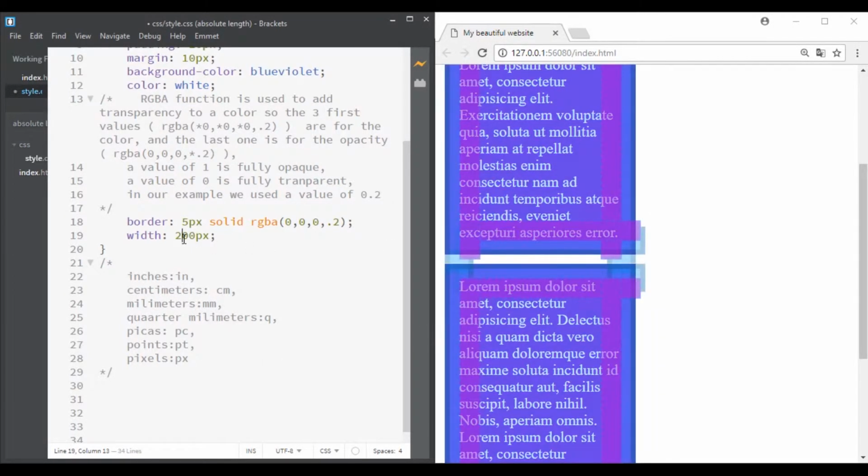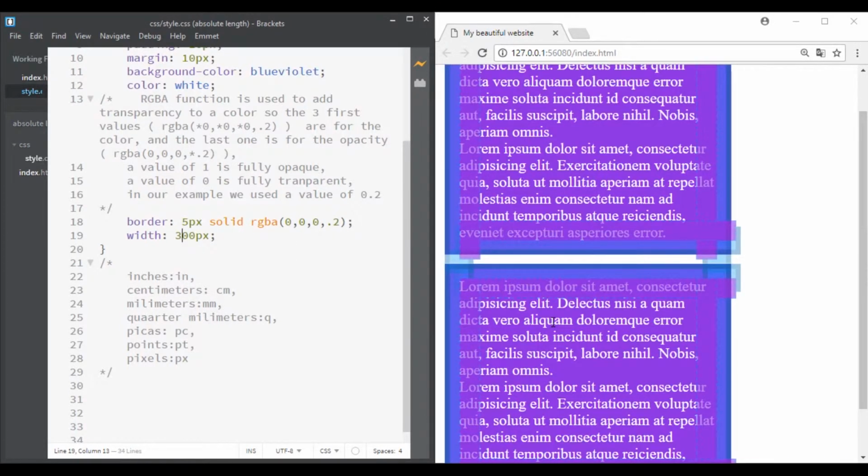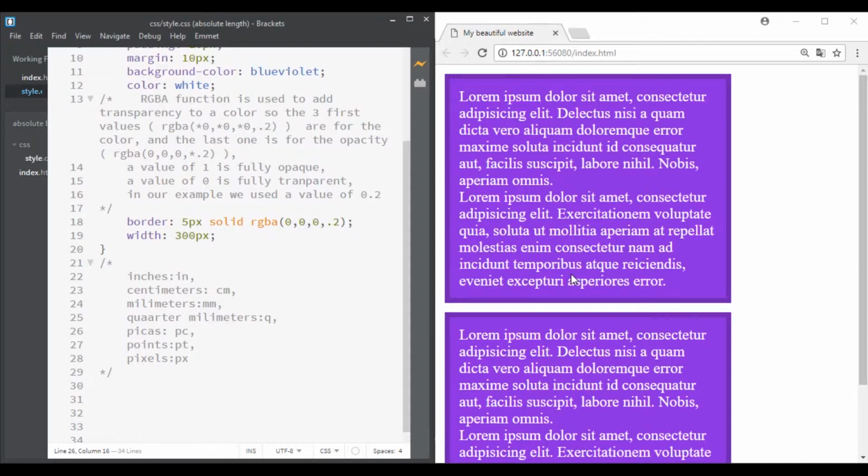Other units like inches, millimeters, and centimeters represent the physical size of these units. These units are more appropriate when you are designing for a physical media such as print. You also have points, which represent this amount of an inch, and the pica, which represents this amount of an inch. Please keep in mind, absolute length units are fixed and are not recommended for use on screen because screen sizes vary so much.